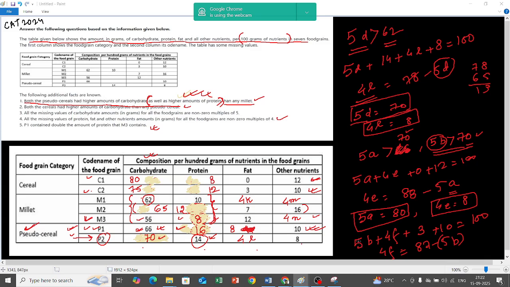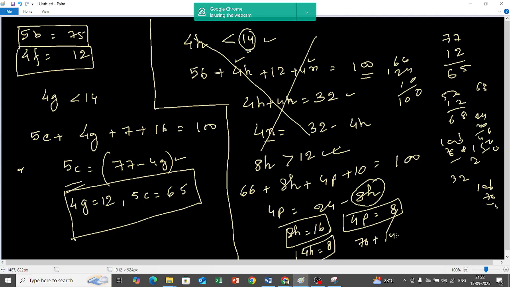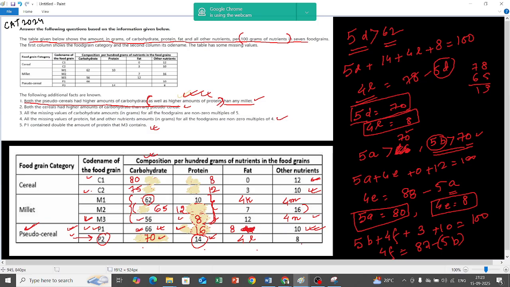4l we can easily get: 70 plus 14 plus 14 plus 4l plus 8 equals 100. What is 4l now? Let's calculate. Please calculate this and tell me what is going to be 4l. 8. 4l is 8. So 4l is 8.